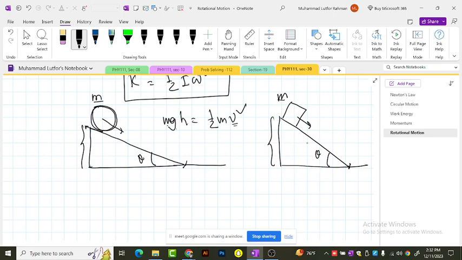Now what about if I include friction? Now the sphere will win the race. A sphere will win the race. What is your logic behind that? You're on the right track. If you think properly, you can answer the question. You're very close.